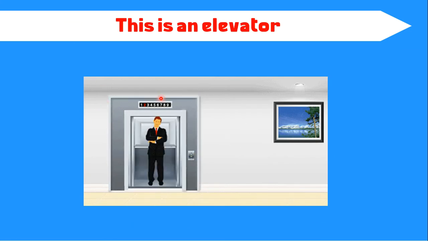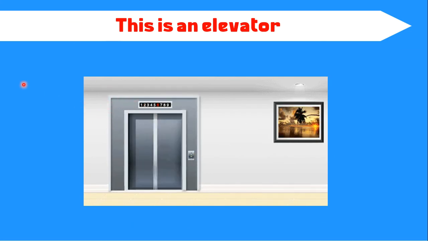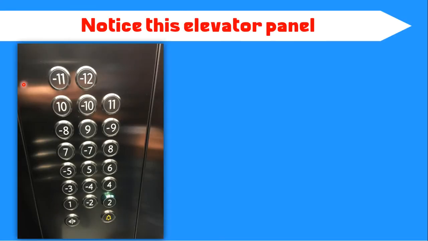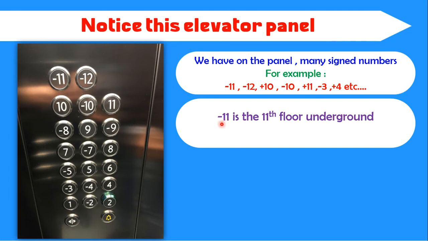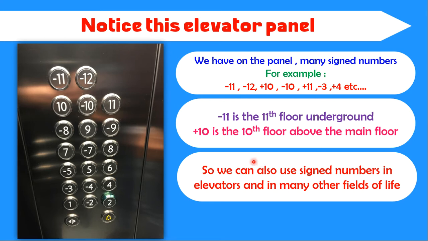This is an elevator. So notice this elevator panel. We have on the panel many signed numbers. For example, minus 11, minus 12, plus 10, minus 10, plus 11, minus 3, plus 4, etc. Minus 11 is the 11th floor underground, while plus 10 is the 10th floor above the main floor. So we can also use signed numbers in elevators and in many other fields of life.